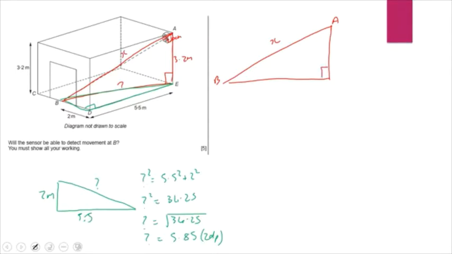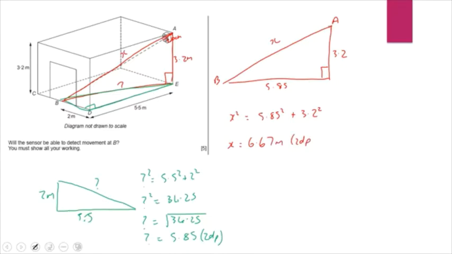So what have we got here then? We just worked out that this is 5.85 correct to 2 decimal places, and this is 3.2. So again, we can work out what A to B is. So it's the longest side of a right angle triangle. So again, 5.85 squared plus 3.2 squared, and then we need to square root it. So X on this one, once I've done that, will be 6.67 meters correct to 2 decimal places.